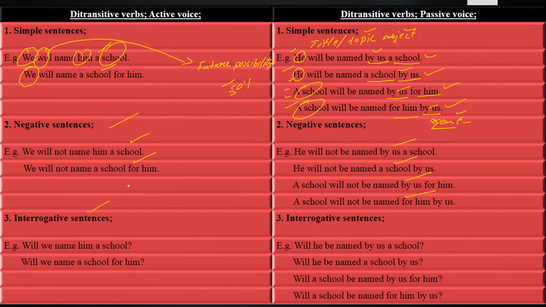Interrogative sentences, those sentences in which we ask questions, put queries, are called interrogative sentences. Will we name him a school? Will we name a school for him? Will he be named by us a school? Will he be named a school by us? Will a school be named by us for him? Will a school be named for him by us?